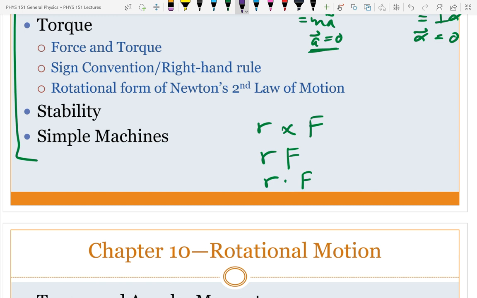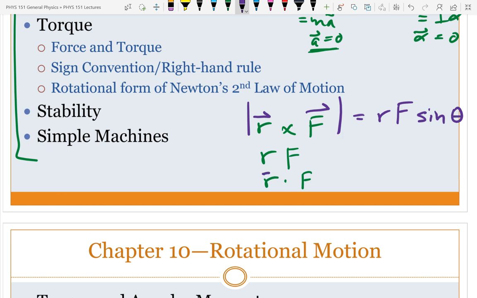What would make them different? What would make Erika's answer correct? Now the top one is the radius times the force perpendicular to it. And it has a magnitude, so I use the absolute value to show the magnitude of RF times sine of the angle between the two.